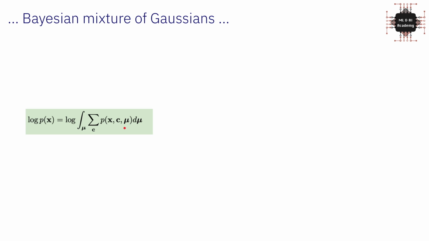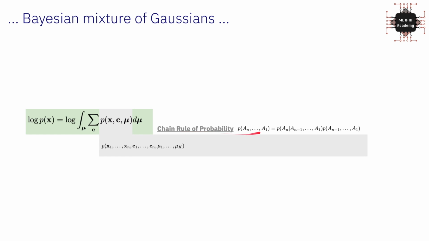To do that, we're simply going to use the chain rule of probability. The chain rule says that if you have n joint events, an up to a1, the way you would factor that is you would take the last one conditioned on everything else. So you'd say it's p of an conditioned on an minus 1 up to a1, and then you multiply by the joint of the remainder, which is an minus 1 up to a1. Simply, you condition the last one on everything else, then multiply by the joint of everything else.